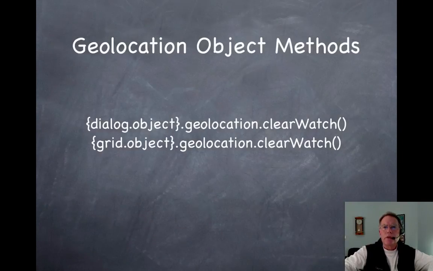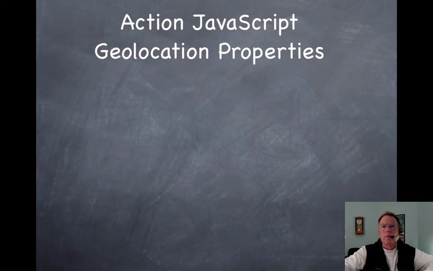The object methods that are important to you are the dialog or grid object geolocation.clearWatch method. There are basically two things that you can do with the geolocation API. One is a one-shot deal, get me the current location, and the other is to watch the location. And what will happen then is, as the location changes, the geolocation object information is updated. If you're using the watch, you've got to make sure that you clear it out at some point.